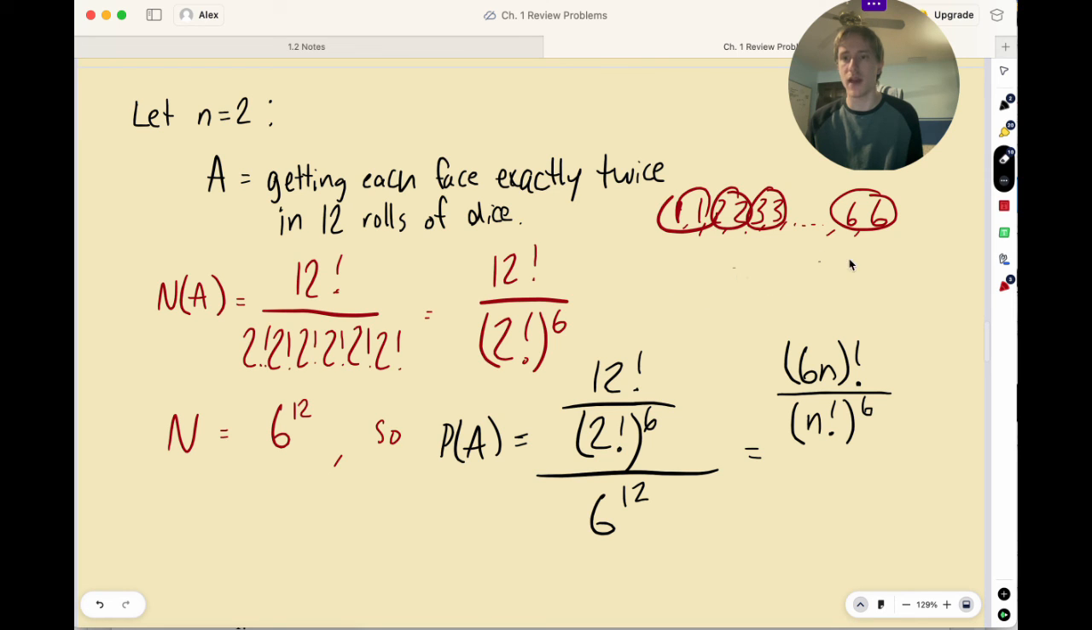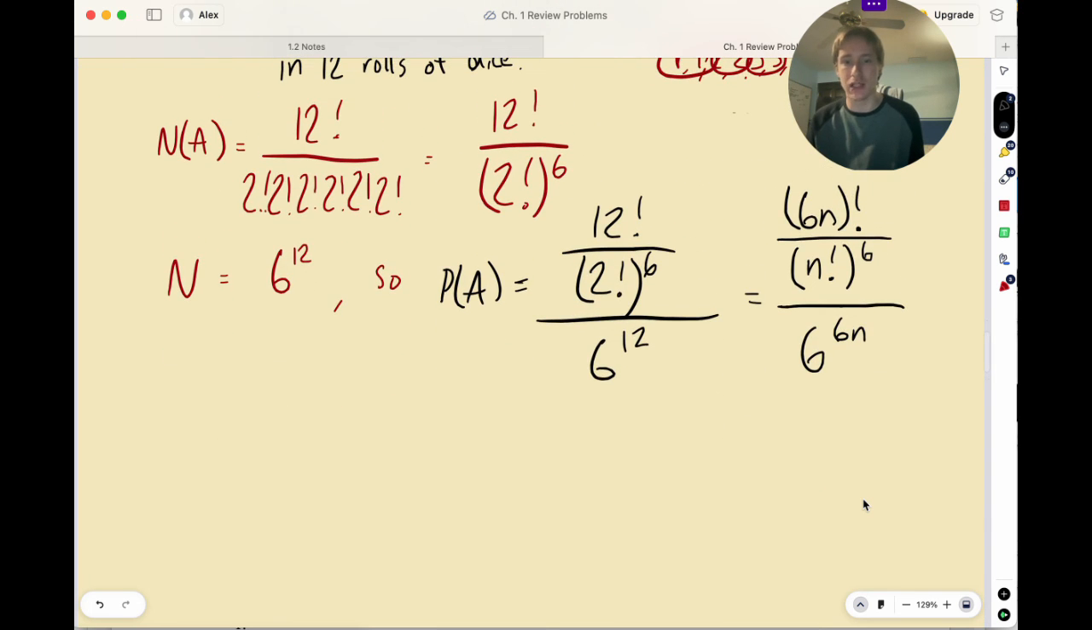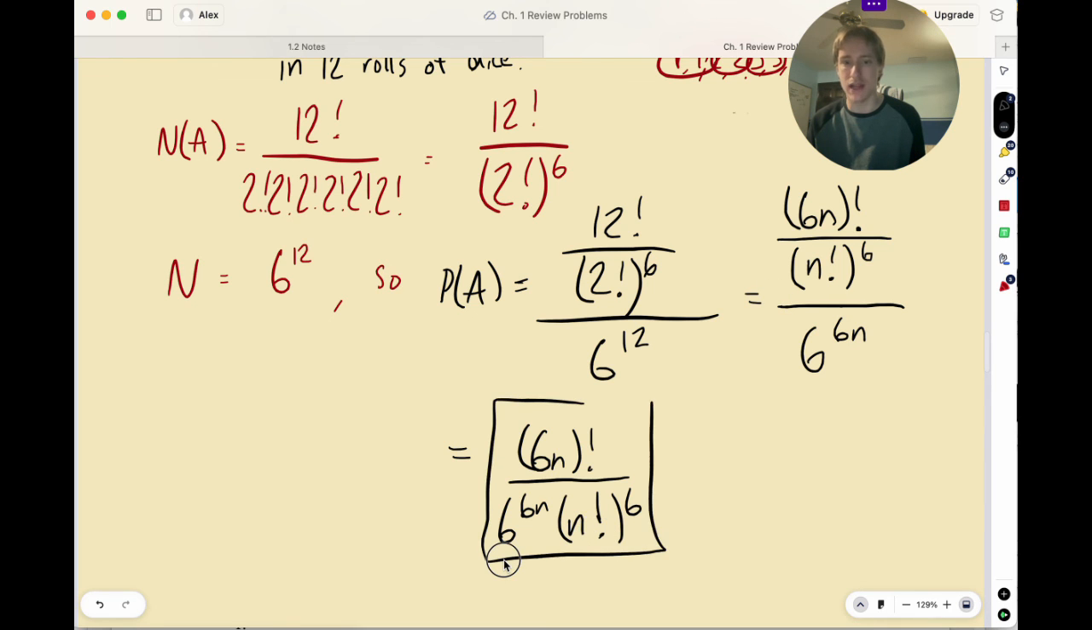So that's only part of it. That's the number of ways that it can occur. And then you'll notice that you're dividing that by 6 to the power of 6n. So for our final answer, I'm just going to clean this up a little bit and move this up here. Our final answer is going to be 6n factorial all over 6 to the 6n times n factorial to the 6th. And that is our answer.